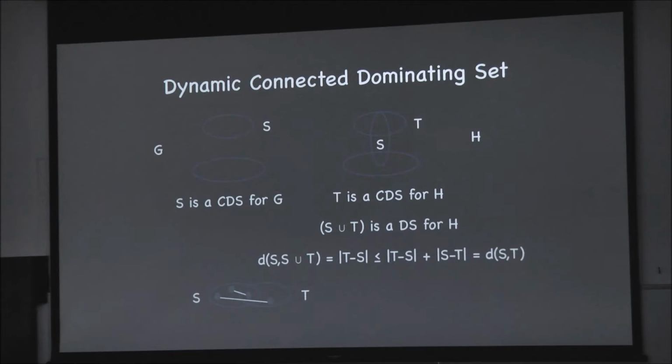So, since T is connected, and every vertex that is in S but not in T is connected to some vertex in T, S union T will form a connected graph. So, it is also a connected dominating set. Okay. So, once again, it suffices to search for a connected dominating set for H that contains S.